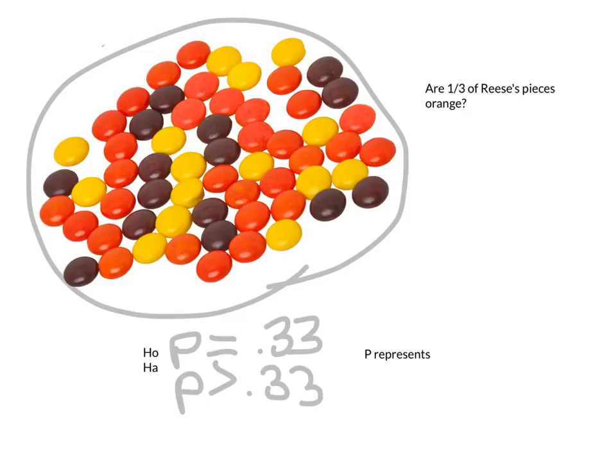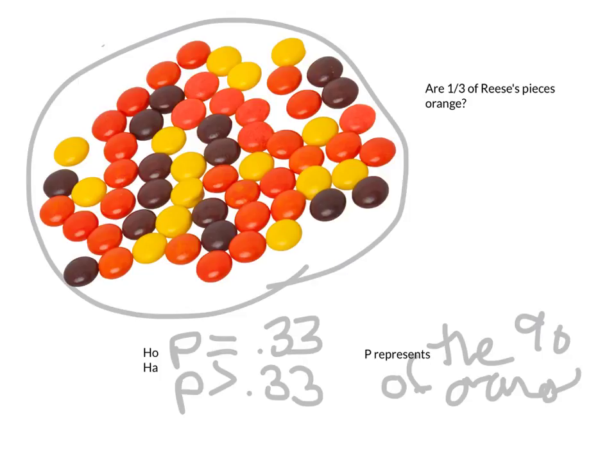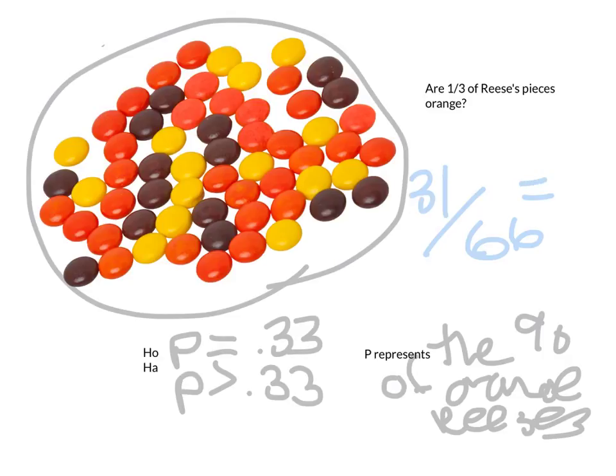What does p represent? It represents the percent of orange Reese's. So if I were to go ahead and count all the Reese's in my sample that's drawn there, there are 66 Reese's. Of those 66, 31 are orange. So therefore, about 47% of my sample is orange. To me, that does seem to be fairly off from a third or 33%. But how likely is that actual number? So in order to see that, we're going to look at a sampling distribution.